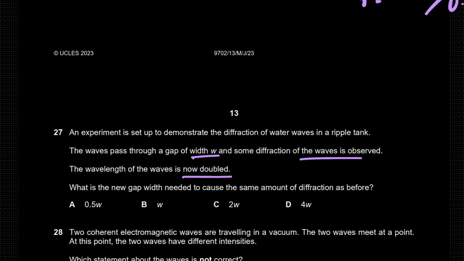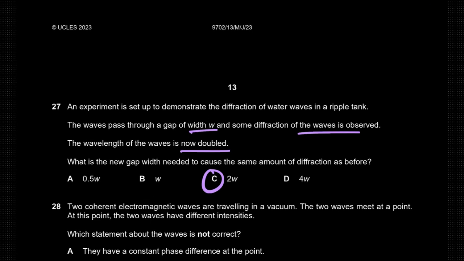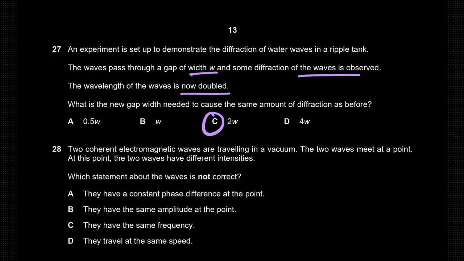So here the wavelength was doubled, right? So the wavelength of the waves is now doubled. So what should happen to the gap width? The very simple answer is this: for the gap width and the wavelength to still be equal, the width must also be doubled, right? So this is the answer to this one.